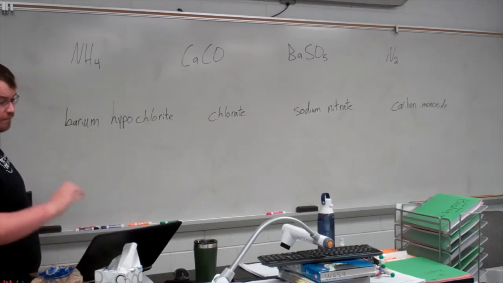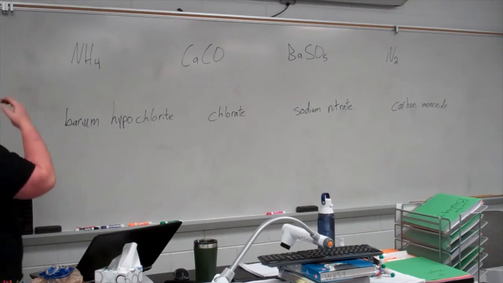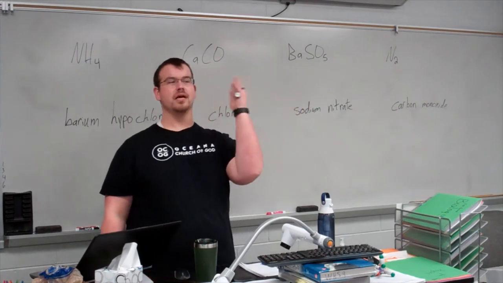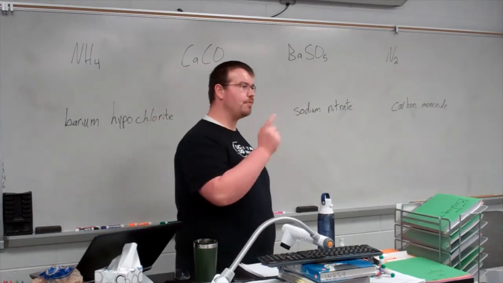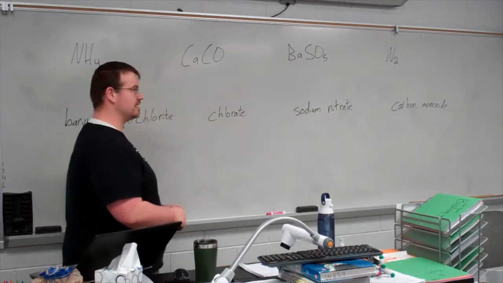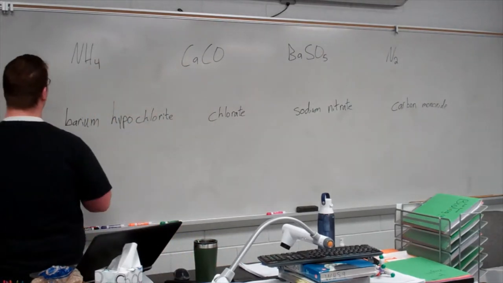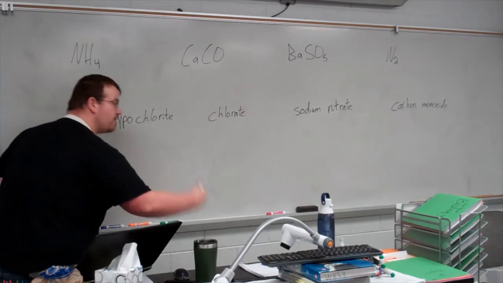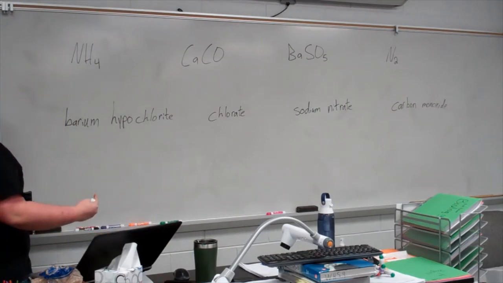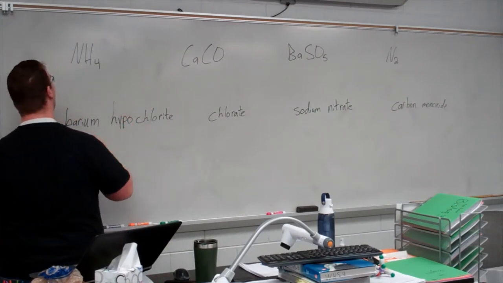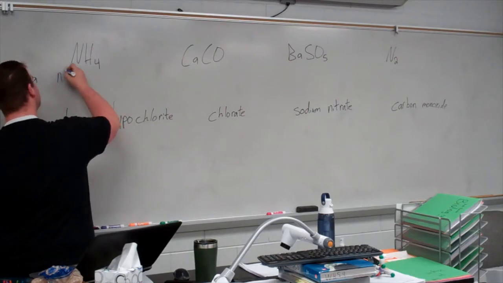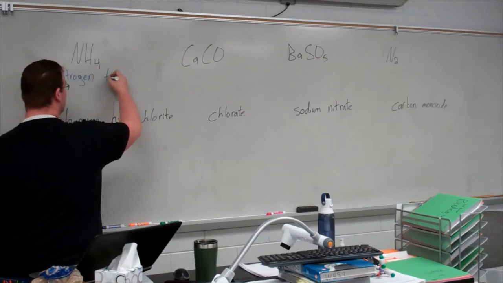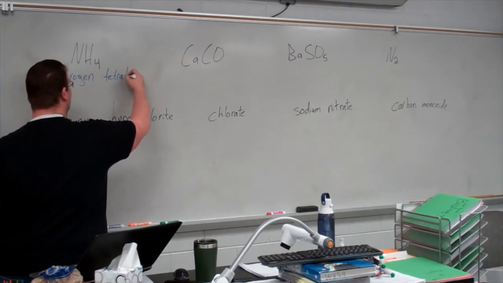Since it is not a polyatomic ion, you have nitrogen, which is a nonmetal, and hydrogen, which is a nonmetal. Two nonmetals bonded together, covalent bond, and to name covalent bonds, we use the prefixes. In this, there's only one nitrogen, so you do not put a prefix with it. Because it's one, we've never used mono for the first element. So nitrogen, 4 is tetra, hydride.